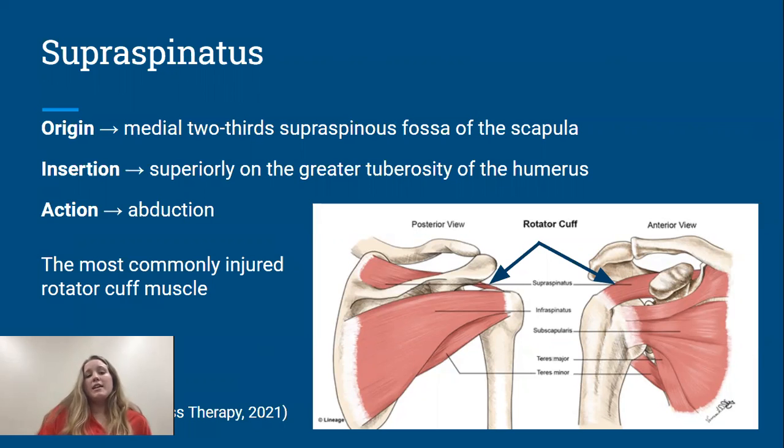The supraspinatus' main muscle action is abduction. It is also the most common muscle that is injured within the rotator cuff. The main thing the supraspinatus helps your humerus do is to keep it in place and keeps your upper arm stable. And it's also very necessary for the first 0 to 30 degrees of abduction motion.